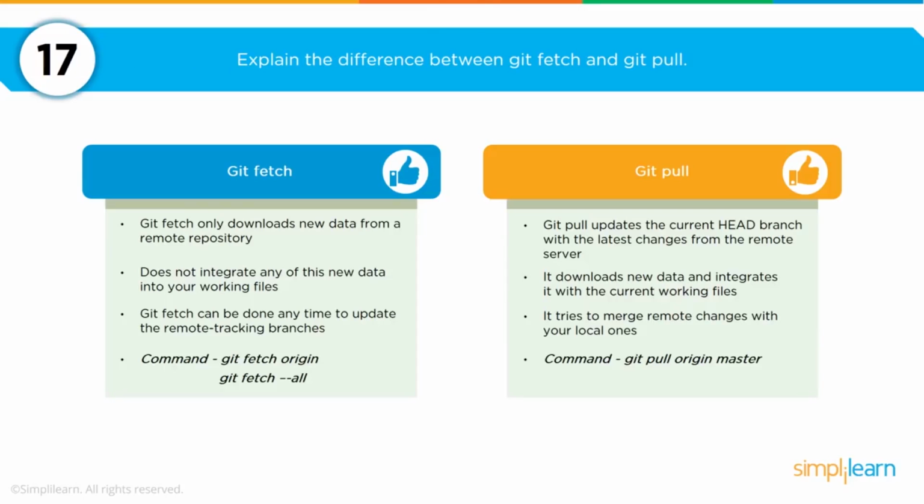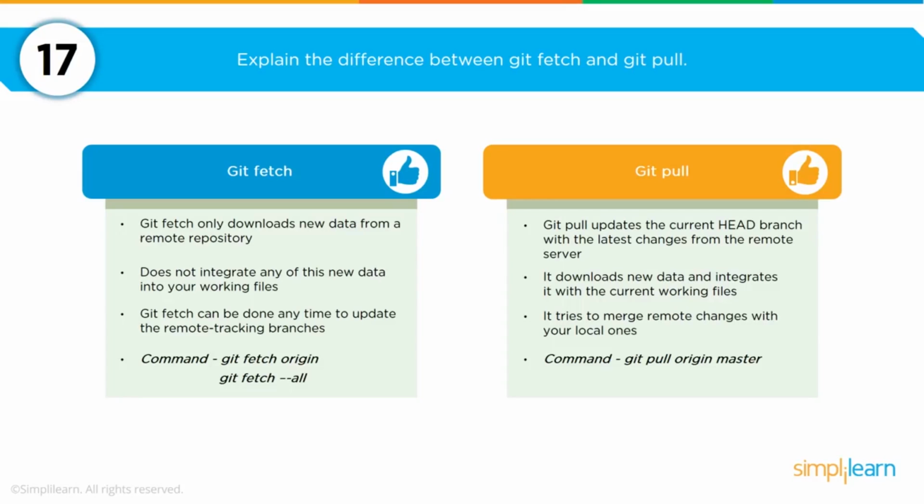So there are two ways of being able to get files from a Git repository, and you're going to be asked to explain the difference between git fetch and git pull. So git fetch allows you to fetch and download only new data from a remote repository. It does not integrate any of the new data into your working files, and it can be undone at any time if you want to break out the remote tracking branches.